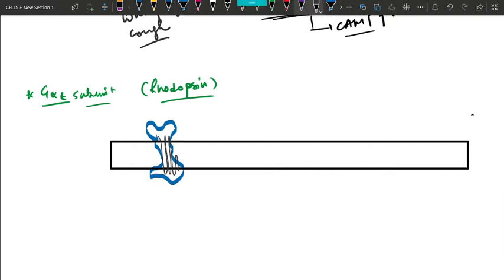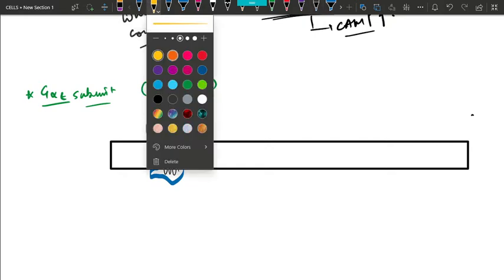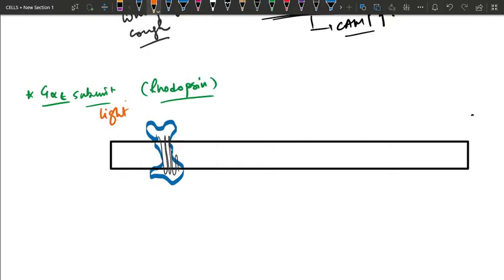Suppose there is light, and I am drawing the light here. In the presence of light, this receptor is activated. This is the rhodopsin receptor. Here G alpha T, beta, and gamma are present. See this very carefully: when light falls, these receptors become active, and G alpha T, which was normally in the GDP-bound form, now binds with GTP and dissociates from the beta gamma.